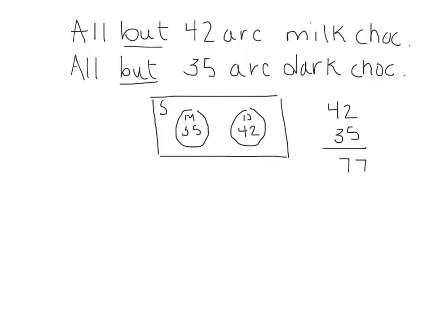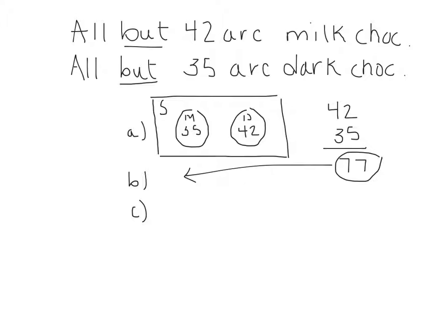So in A it says how many of each kind are in the bowl. Well, we've just identified dark chocolate is 42 and milk chocolate is 35. In B, how many candies are in the bowl? Well, because those were the only kinds of candies in the bowl, and they added up to 77, then there were a total of 77 candies in the bowl.